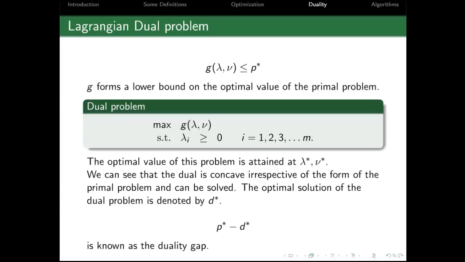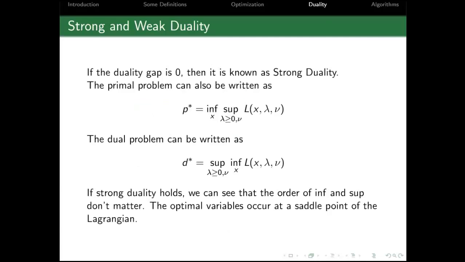So now we would like to see how far this d star is from the actual value p star. So p star minus d star is known as the duality gap. The next obvious question is to find out when this p star minus d star will be 0 and when it is not. Whenever it is 0, it is known as strong duality, and when it is not, it is known as weak duality. So next, we will try to further characterize what can occur.